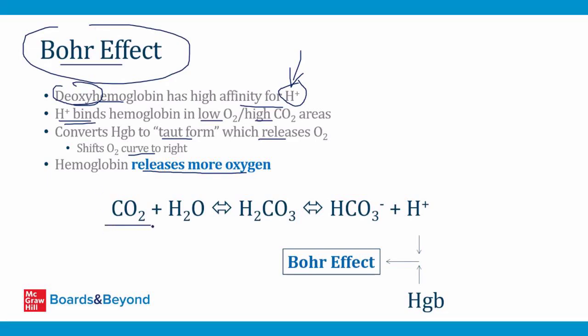When you've got lots of CO2 around, you're going to produce lots of bicarbonate and acid. And the Bohr effect says that these protons are going to bind to hemoglobin and tell it to release more oxygen, which is going to be needed anywhere that there's lots of CO2 for metabolism.